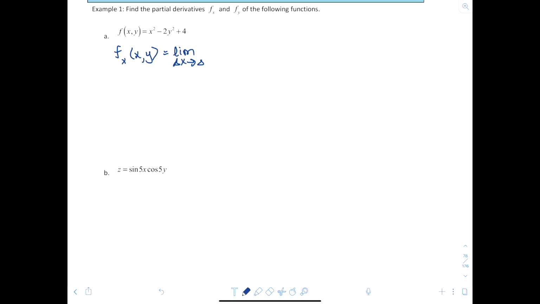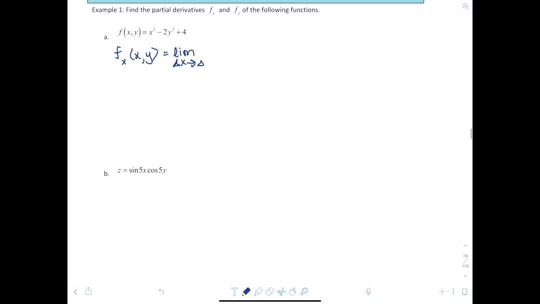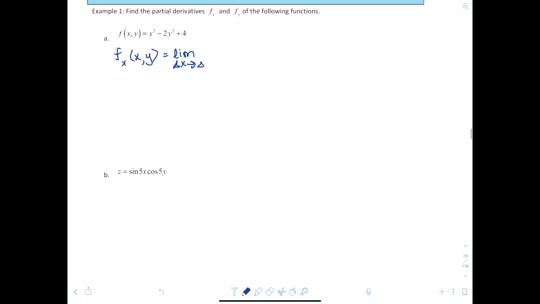So we would have, well, your function of x and y is given, right? So wherever I see an x, I'm going to plug in an x plus delta x, and wherever I see a y, I will plug in a y when evaluating that first one here. Okay? All right, so now let's do it. So we will have x plus delta x squared minus 2y squared plus 4.